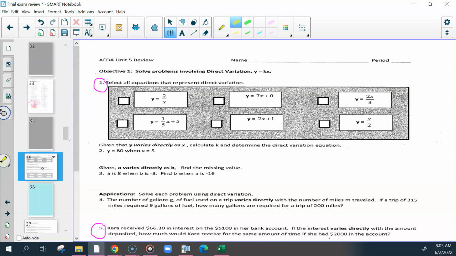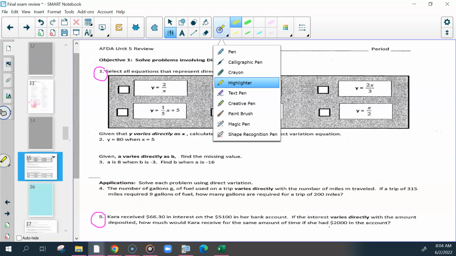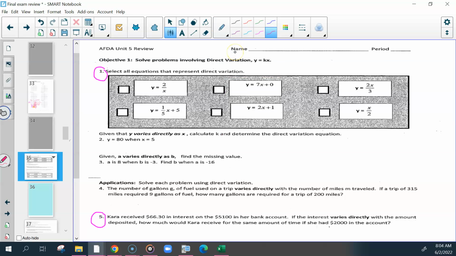So this is going back to direct, inverse, joint, and combined variation. If we have a direct variation, it has to be a line. It has to go through 0, 0, the origin. So in number 1, you could graph these to see if they are lines or not. It should be in the format y equals kx. If it's not in that format, it's not a line.